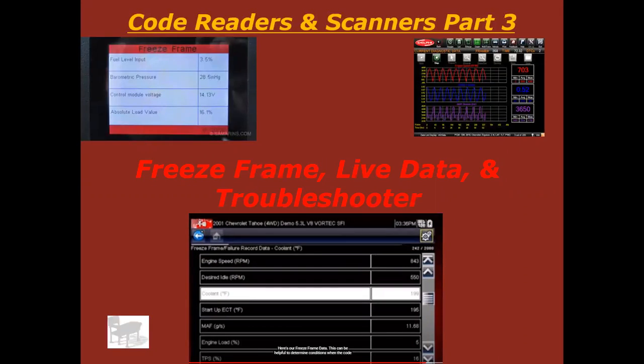Today we're talking about freeze frame, live data, and the troubleshooter function on our scanner. If all this stuff sounds foreign to you, don't worry about it. We're going to explain it.